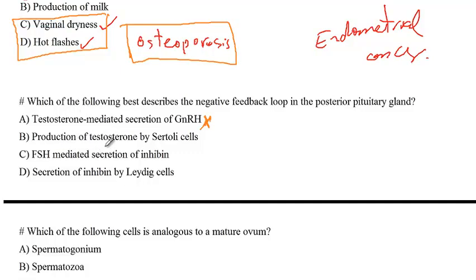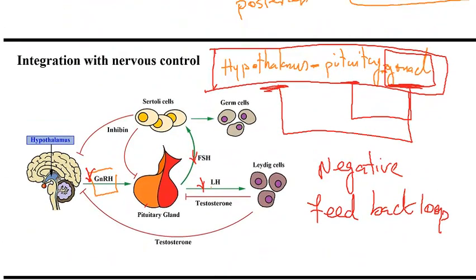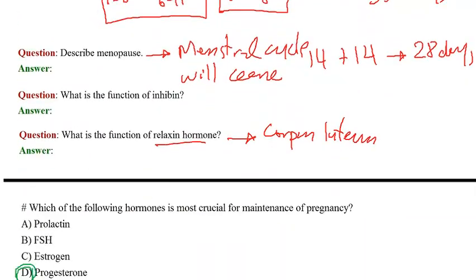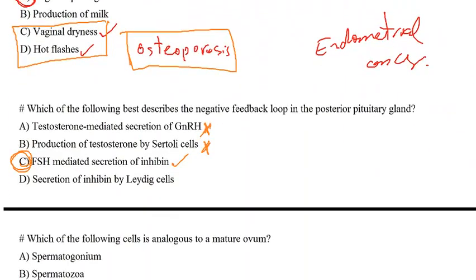Production, so it will induce production of testosterone by Sertoli cells. Again, no. Sertoli cells are not responsible for production of testosterone. It's Leydig cells that produce testosterone. FSH mediated secretion of inhibin. That's correct. Once we have FSH secretion, it would induce secretion of inhibin by the Sertoli cells. So here you can see that in this negative feedback loop, FSH induces Sertoli cells to produce inhibin, which now will decrease production of hormones by the hypothalamus and pituitary gland. So choice C is the correct answer.